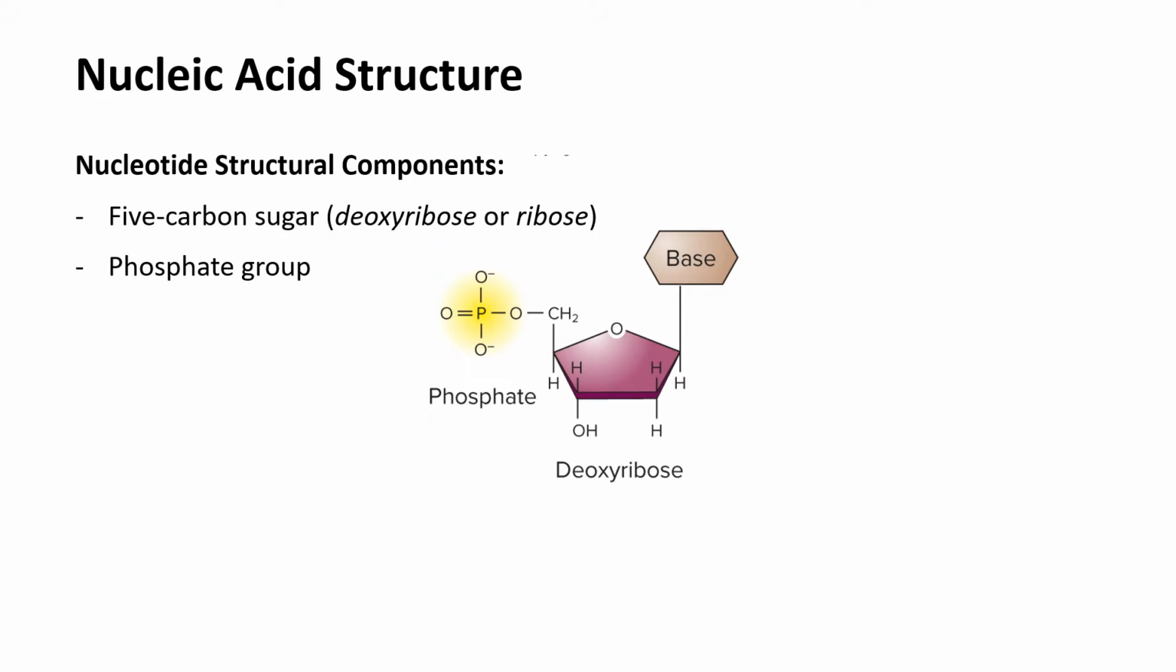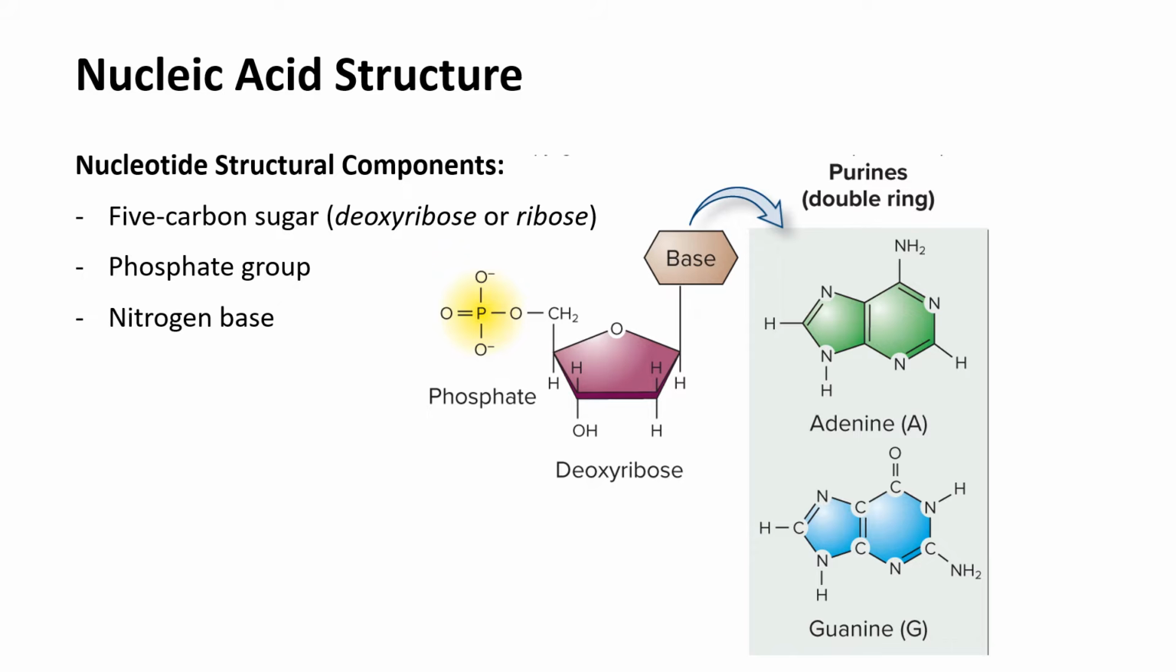Now, each nucleotide also has a phosphate functional group that you see highlighted there in yellow, as well as a nitrogenous base, which is highlighted in brown. The nitrogenous base is very significant because there are actually 4 different types of nucleotides because of the 4 different bases they may possess.